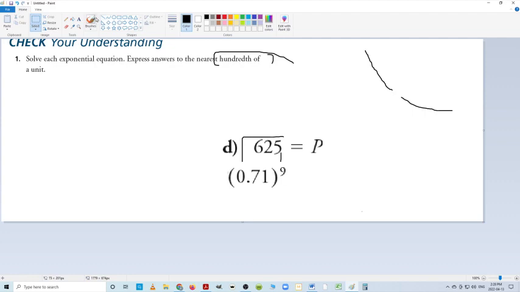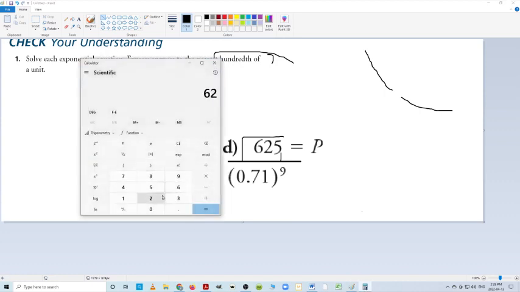So all I have to do is take 625 and divide it by 0.71 to the power of 9. And I should expect a number bigger than 625. If I hit equal sign right here, before I do the exponent, I will do a division before the exponent, which will get me way off. So that's why I have to do 625 divided by 0.71, and I have to hit the exponent button now so that it does the exponent first and then divides it in.